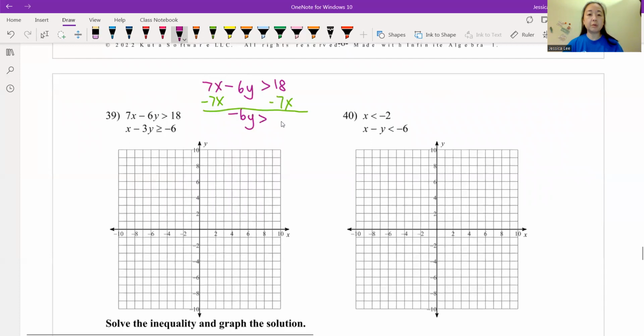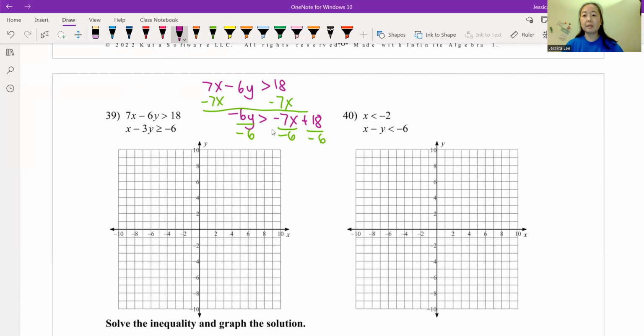The negative 6y is greater than negative 7x plus 18. Now you get rid of the negative 6, again, by dividing everything by negative 6. And remember, you might want to put this down in your notes. If you're dividing by a negative number, or multiplying by a negative number for that matter, you have to flip the sign. So if it was like this, you switch it to this. The reason why is because the negatives make bigger numbers.